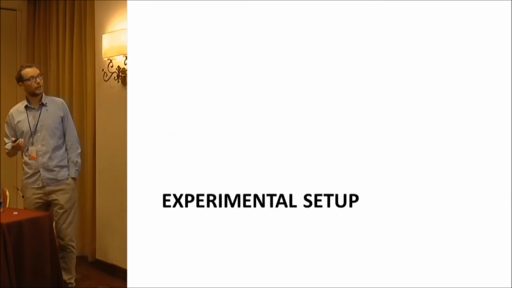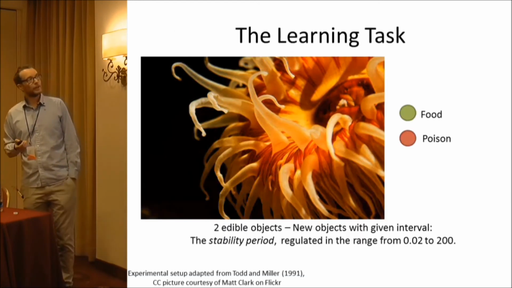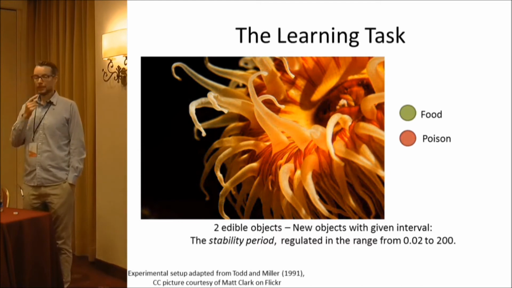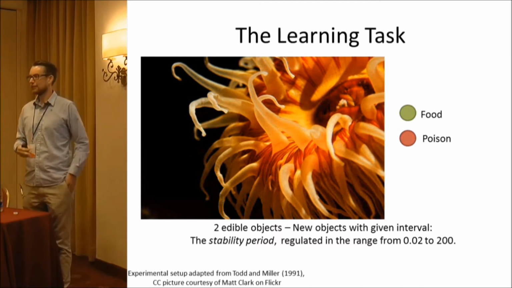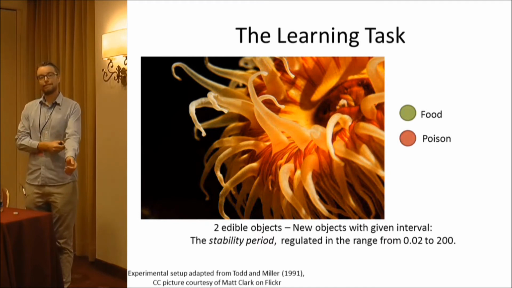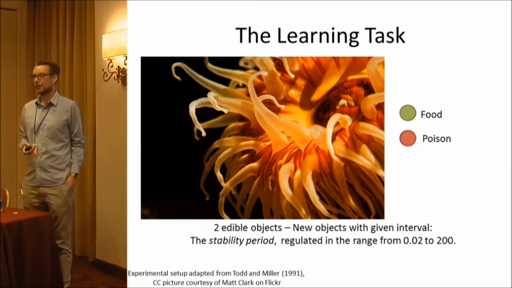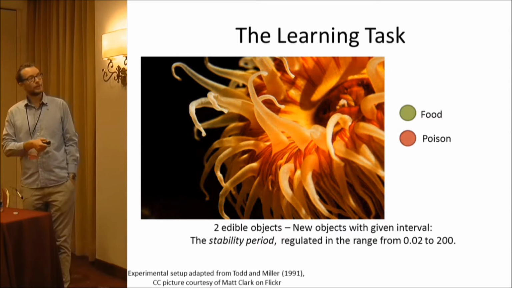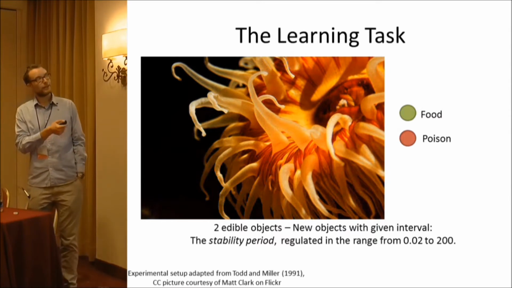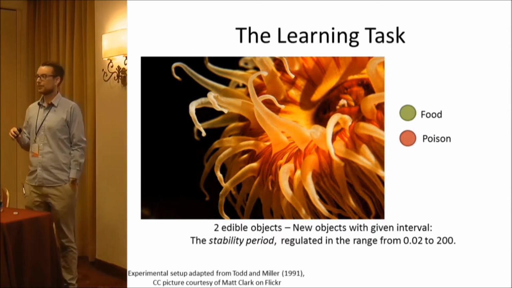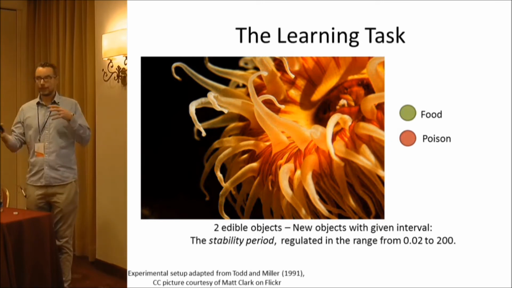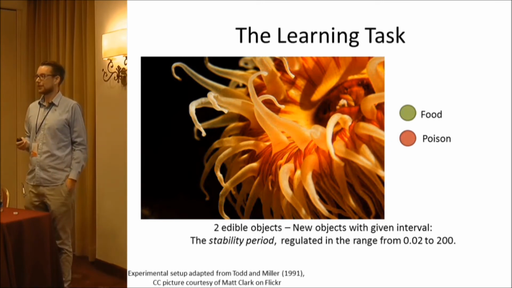So how did I set up my experiment for this? I used an experimental setup that was developed by Todd and Miller, and I adapted it a little bit to be able to study environmental change across this range. So Todd and Miller and also me imagine this underwater creature that is born into one spot and stays there for the entirety of its life. And in this spot, constantly foods and poisons are floating by.